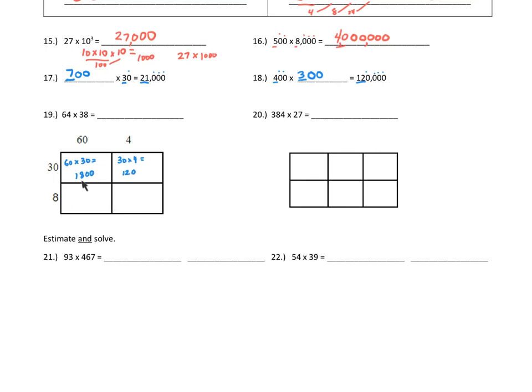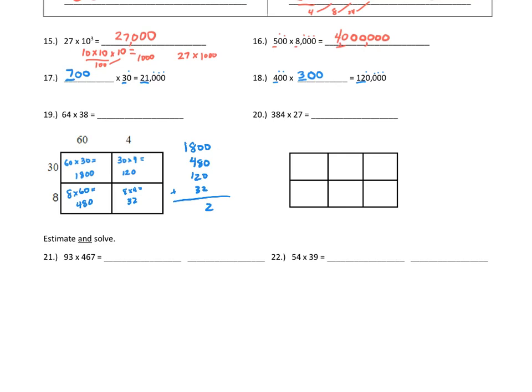The box on the bottom left is 8 times 60. 8 times 6 is 48 with 1 10 in the 60. And the last box is 8 times 4, which is 32. So now I just need to add up each of the partial products. And I'll have my solution.